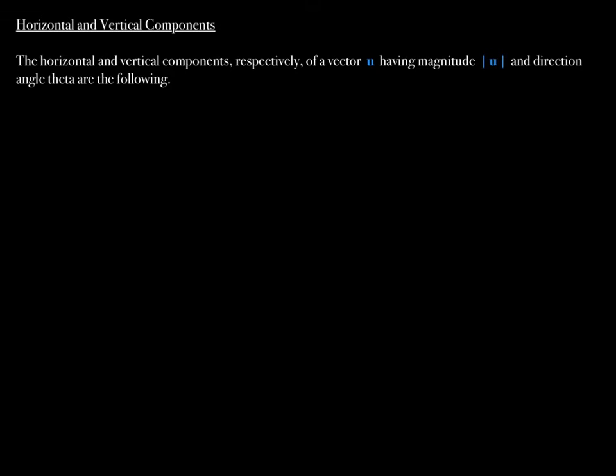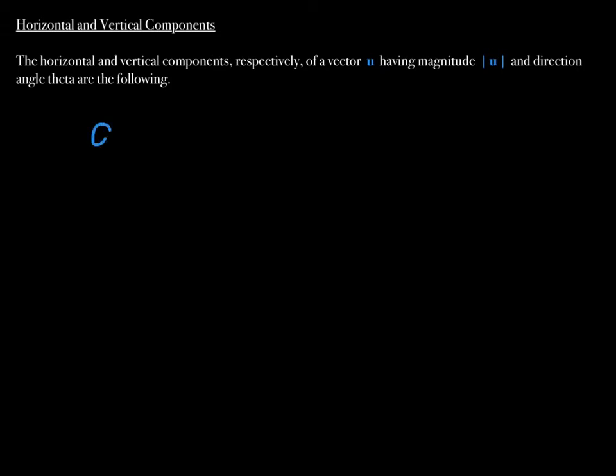Okay, now they gave me the components and then we found the magnitude and the direction. Now what if it's the other way around? If I know the magnitude and the direction angle, can I find my components? And the answer is yes. The horizontal and vertical components respectively of a vector u having magnitude absolute value of u and direction angle theta are the following.